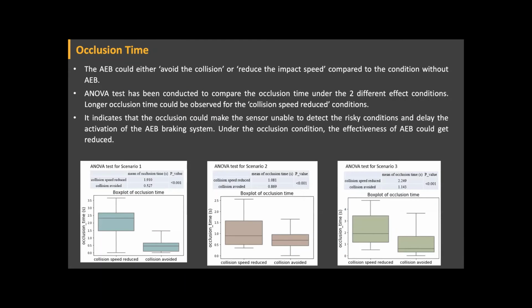Collision time. In the same scenario, the ego vehicle without AEB has a collision with a pedestrian. The AEB could either avoid the collision or reduce the impact speed compared to the condition without AEB. An ANOVA test has been conducted to compare the collision time under the two different effect conditions. Longer collision time could be observed for the collision speed reduction condition. It indicates that the occlusion could make the sensor unable to detect the risk condition and delay the activation time of the AEB braking system. Under the collision condition, the effectiveness of AEB could get reduced.